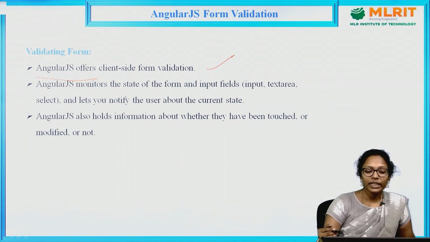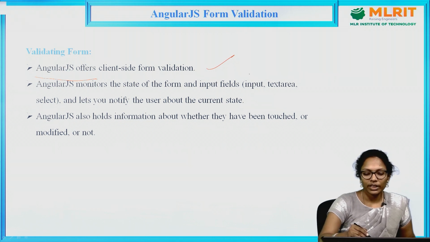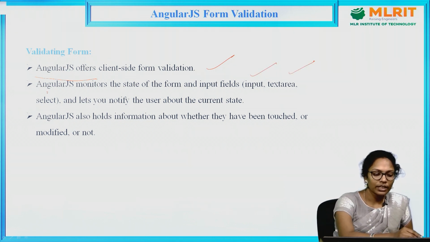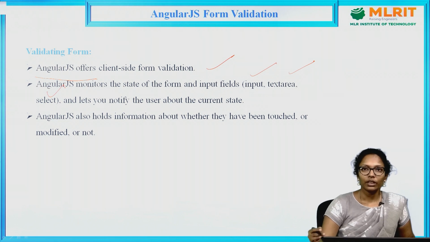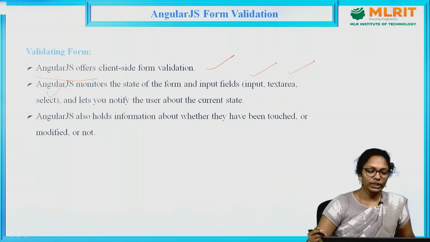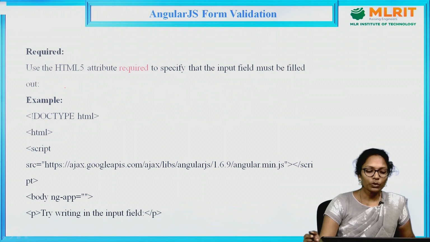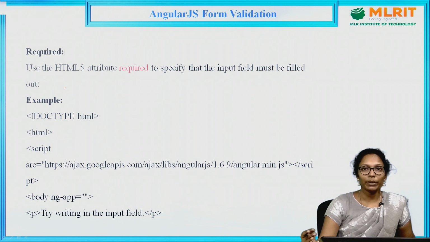Now here you can check the input data, text area data, selection data. The user will enter those data and you need to check whether the data is valid or not. For that purpose we are using some predefined controls. We will see the different controls, but before going to the controls, we will see how to validate the form initially, at the basic level.